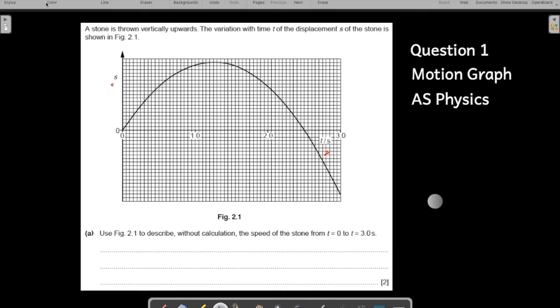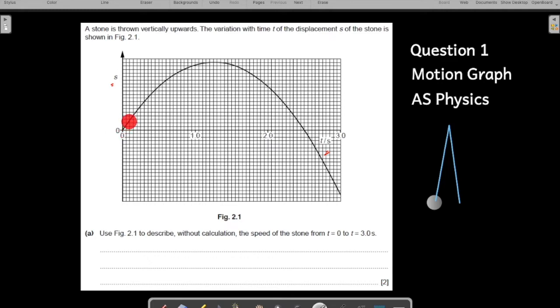So what happens when an object is thrown upward? It moves up. The object moves up, and after some time it turns back and comes back. So this is what is happening. You're taking a stone, you're throwing it up, it goes up and it starts coming down. This is precisely what is shown in the graph.